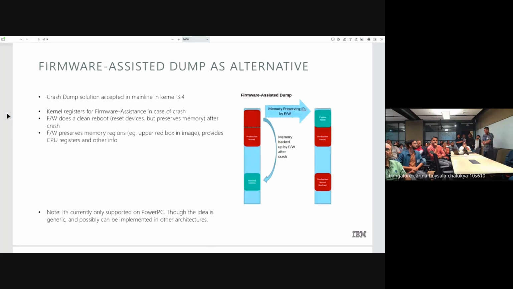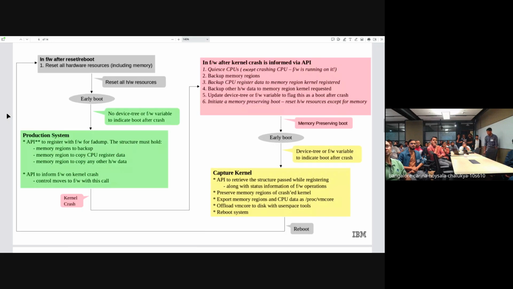Okay. So one note with this is that it is currently supported only on Power, but the idea is it could possibly be implemented in other architectures. I will go to the components needed. This is a more detailed flow, in a way harder to talk about, but yes, here, let's say we are in a FADM boot.